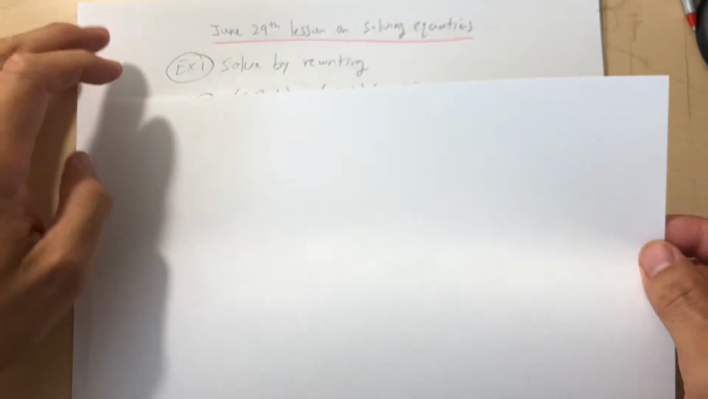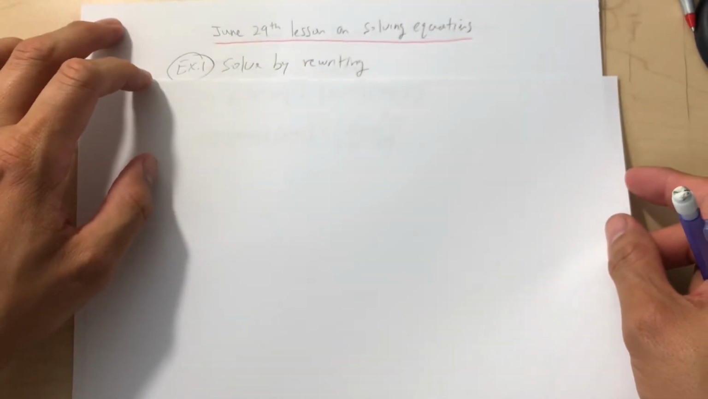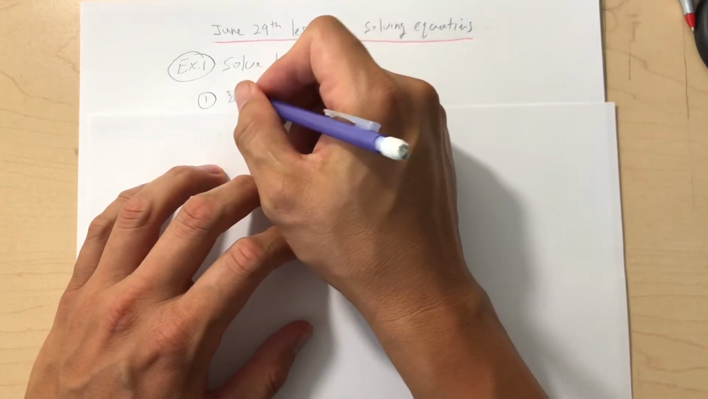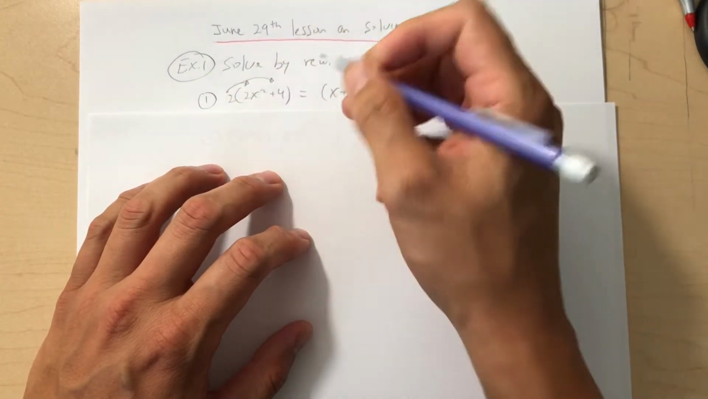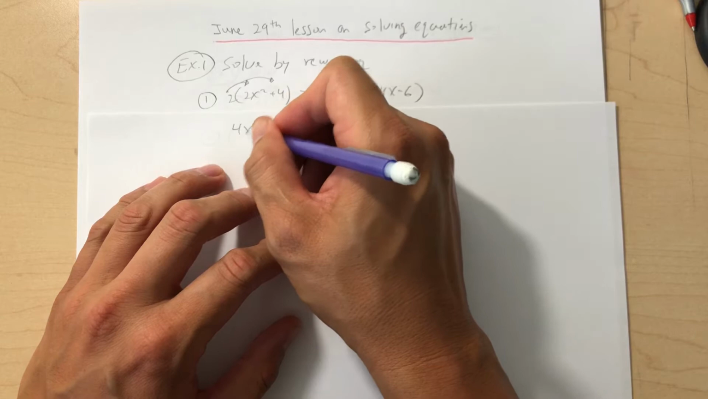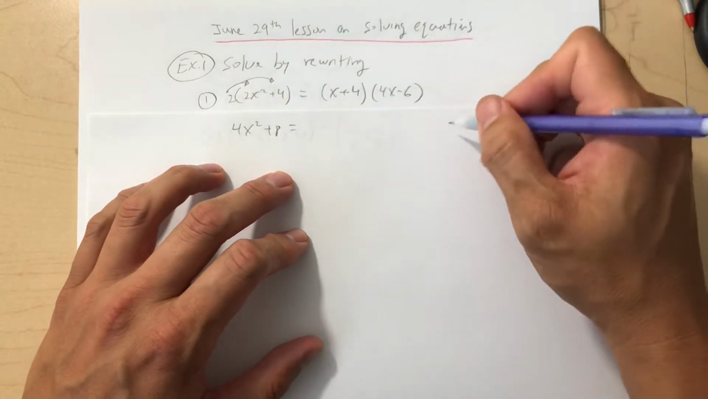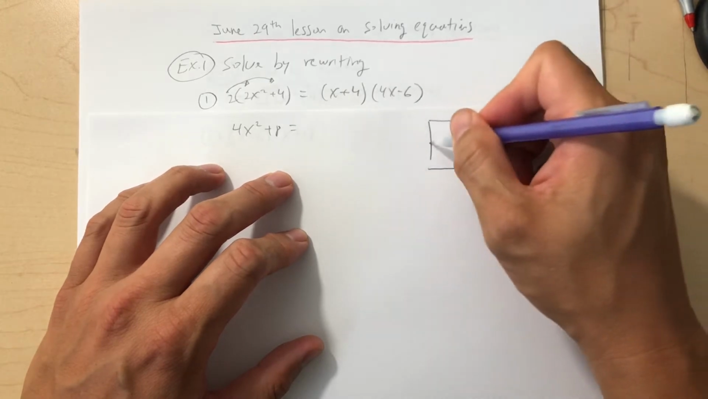For the first one, we're going to solve by rewriting, all right? So again, you're going to rewrite this side here. This one is an easy distributive property. I'm going to go and do that. That would give me 4x squared plus 8. On this side, looks like we can do something called the area model. We did that in the last lesson.